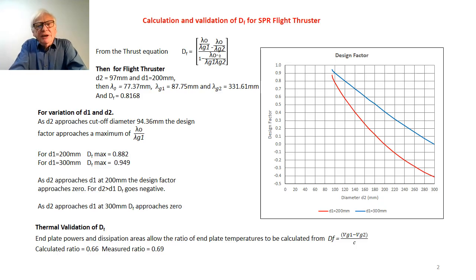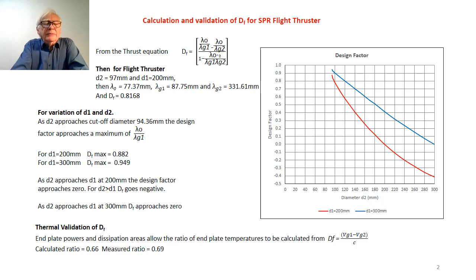If we increase D1 to 300 millimeters, we can increase the design factor, and in fact it goes up to 0.949. Clearly, you can't carry on increasing D1 because you have the dimensional restrictions on the design of the thruster itself. If it's too big, it won't fit on the payload.